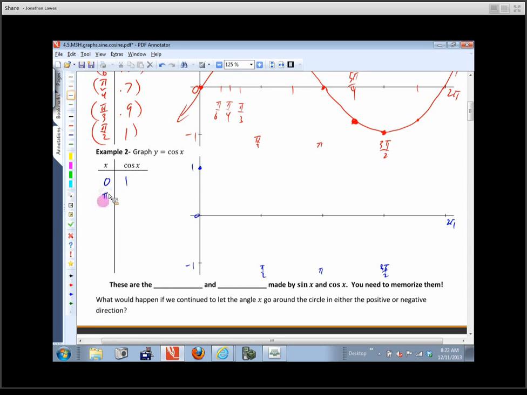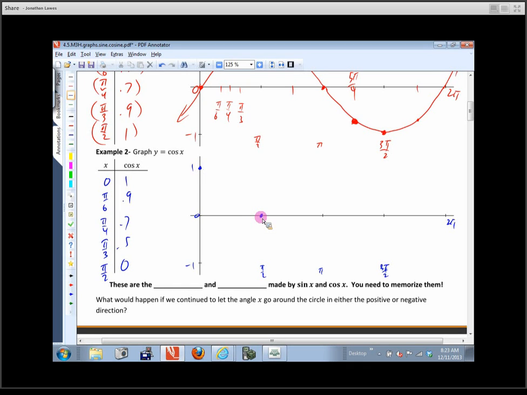What happens when we plug in pi sixths? It's a little bit smaller, it's 0.9. At pi fourths, it's 0.7. At pi thirds, it's 0.5. And by the time we get to pi halves, it's gradually gotten smaller, smaller, smaller. It's all the way down to 0. Oh, sorry about that. Pi thirds. Is that better? Thanks. So I start off at 1, and by the time I get to pi halves, I'm at 0.